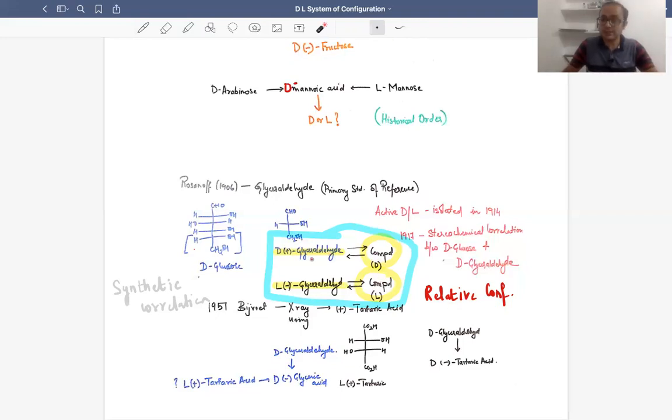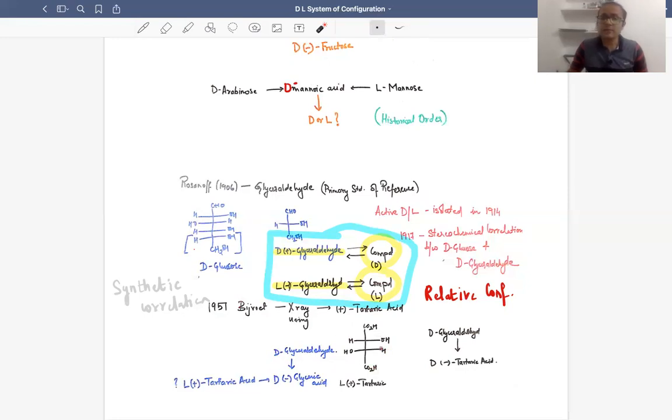Now you understood what is the basis of D and L configuration, and how it was done in the early 20th century. Then in the middle of the 20th century, that is 1951, we were able to discover the absolute configuration of various stereoisomers. It was done by a physicist named Bijvoet. He used X-ray to find out the absolute configuration of plus tartaric acid, the natural form of tartaric acid, which is dextrorotatory.